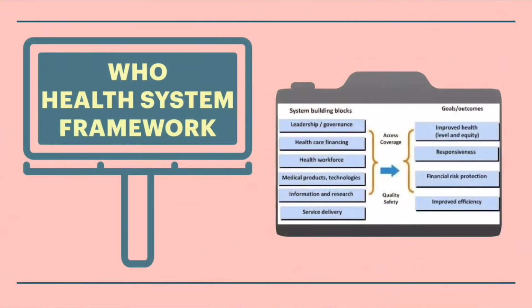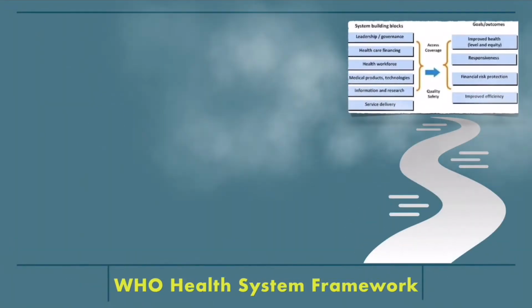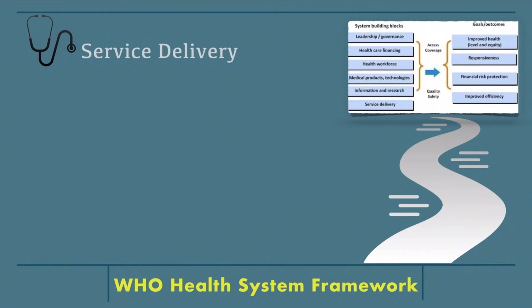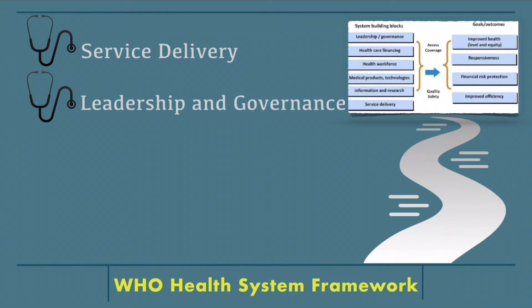WHO Health System Framework. It illustrates the 6 building blocks that play an important role in strengthening the health system. Service delivery. Timely delivery of quality health resources. Leadership and governance. Ensuring effective stewardship of the entire health system. It covers the monitoring of the accountability of public and private health agencies.